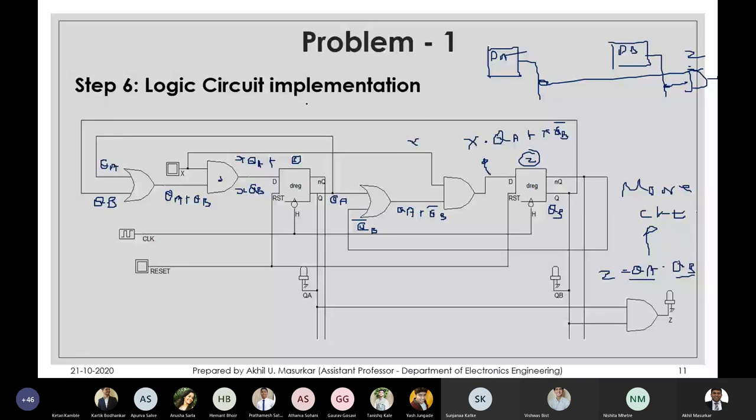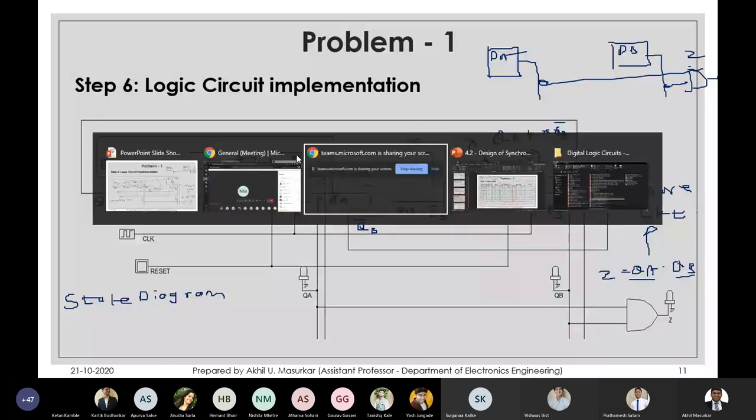Sir, could you please explain the flow, like from where we have to start? So first we start from the state diagram. No sir, while implementing the circuit, it is a big circuit. Okay, that's a good question. I was expecting that actually. Anyway, I'll just do it for you.